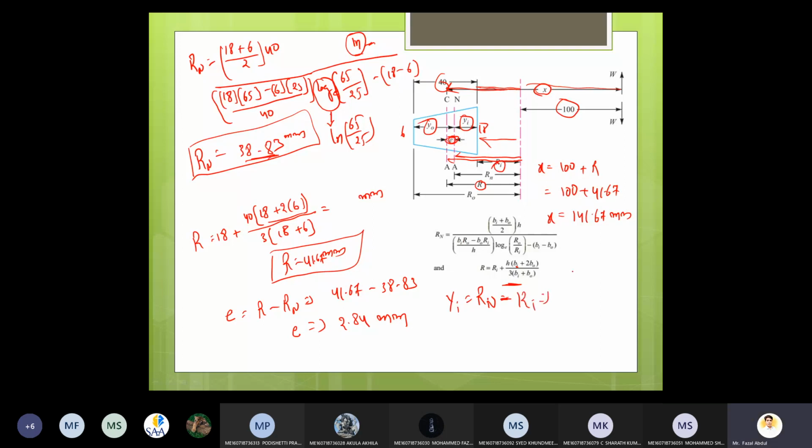It means Rn minus Ri, if we subtract, then we'll get the Yi value. So Rn value how much? 38.83 minus Ri. Ri how much? Question itself given 25. Now how much is this one? 13.83 mm. Why am I always writing in mm? Because the notations themselves mentioned in the theory, R value in mm, E value in mm, H value in mm, all values are in mm.